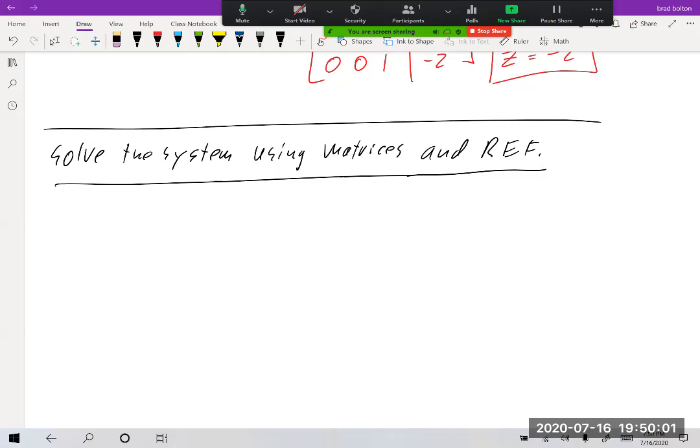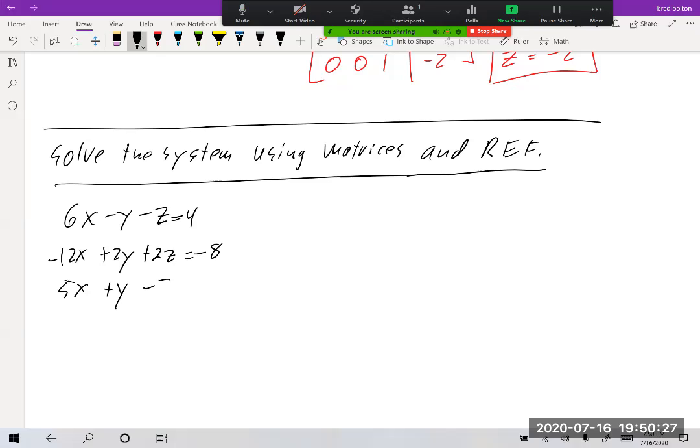So we have 6x minus y minus z equals 4. And we have negative 12x plus 2y plus 2z equals negative 8. And we have 5x plus y minus z equals 3. So we have the system. The very first thing you need to do is show me that you know how to write it as a matrix.